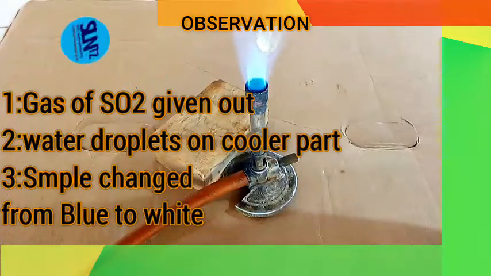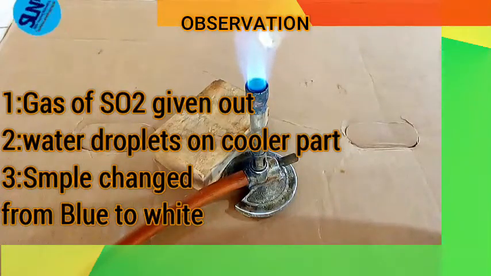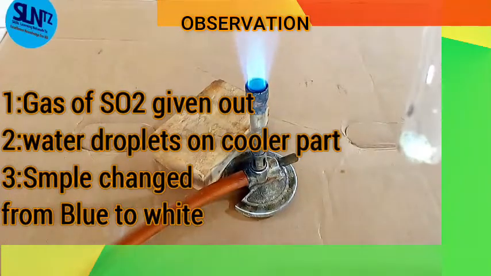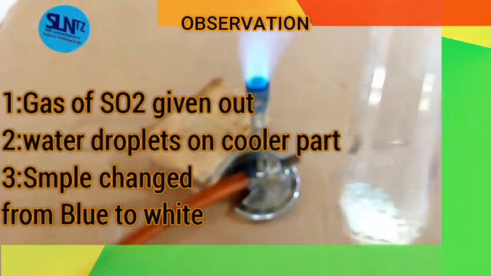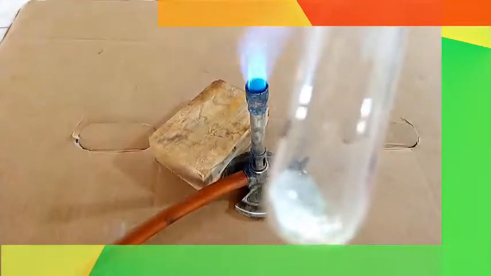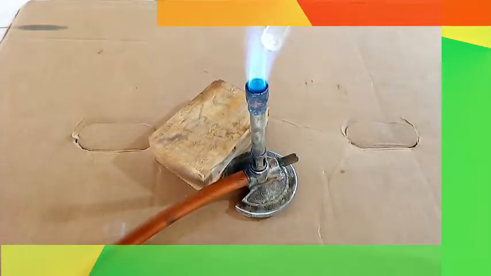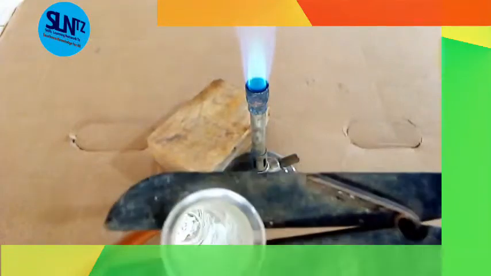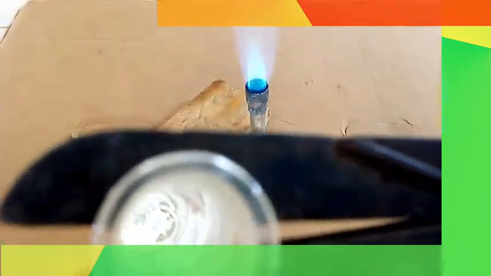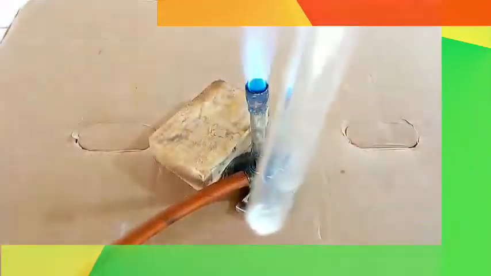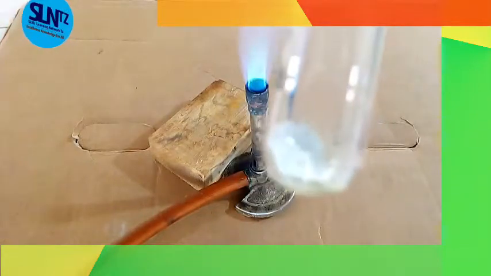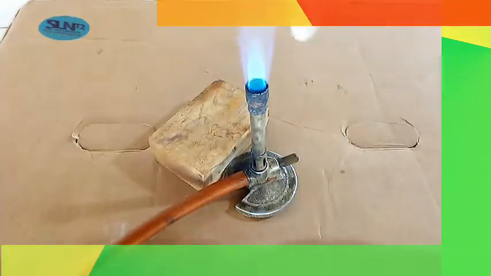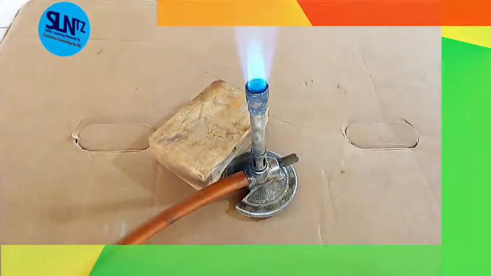And our sample, you see, changed from blue, it looks like white. Do you see? It looks like white. I think now there is no other observation. There is a white sample. So it changed from blue to white, and there is a gas. I think that is the action of heat.